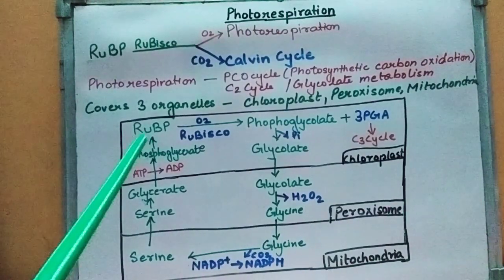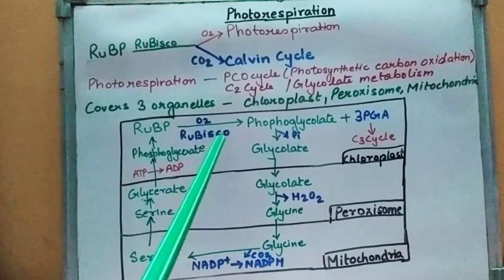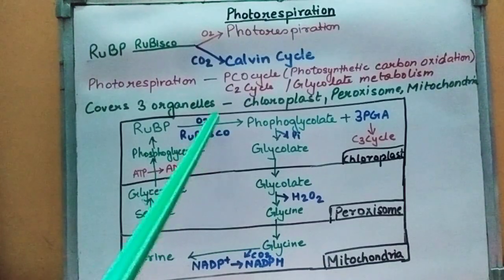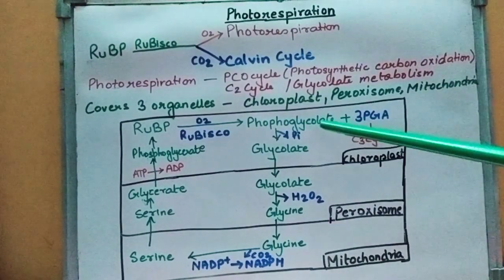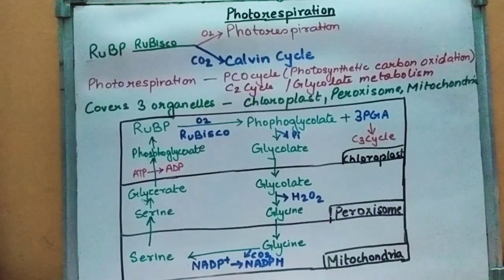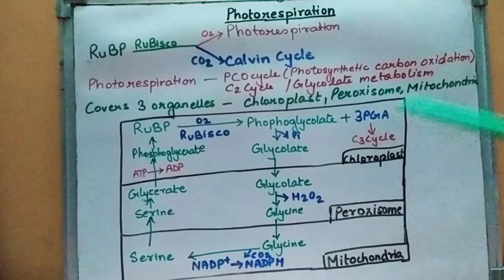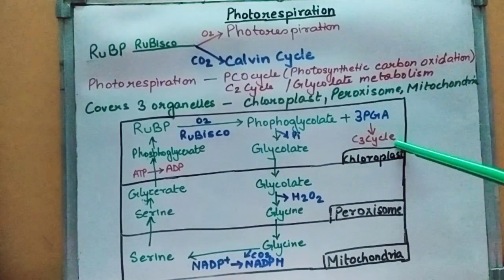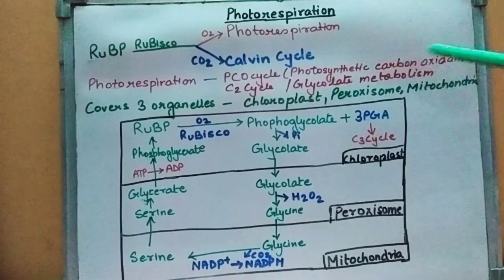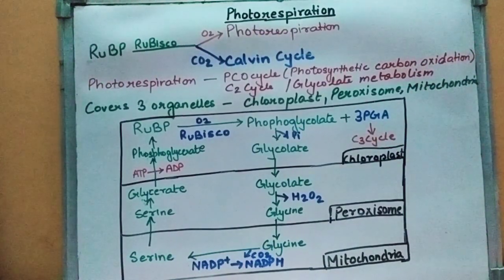Ribulose bisphosphate, RuBP, in the presence of the enzyme Rubisco, rather than combining with CO2, combines with oxygen, and it forms phosphoglycolate. So this is the glycolate metabolism cycle, where a 2 carbon compound is formed, hence the name C2 cycle, along with the release of 1 molecule of 3-PGA. This PGA will enter the Calvin cycle. Rather than 2 molecules of PGA, here only 1 molecule of PGA is formed. So that is also a kind of waste.